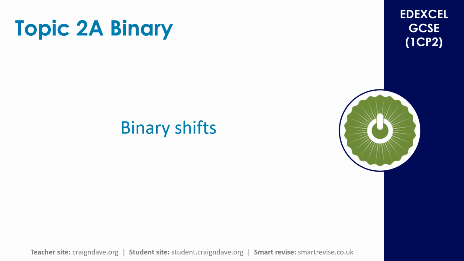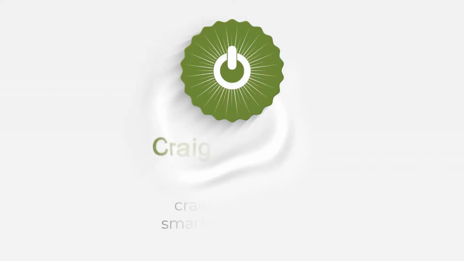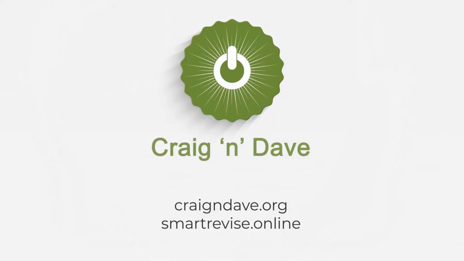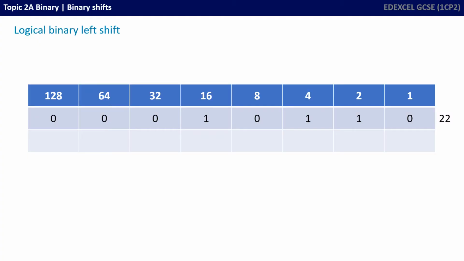In this video, we take a look at logical and arithmetic binary shifts. So with a binary shift, all we're going to do is shift all the bits over to the left or to the right. So let's consider the binary number 22 shown here.